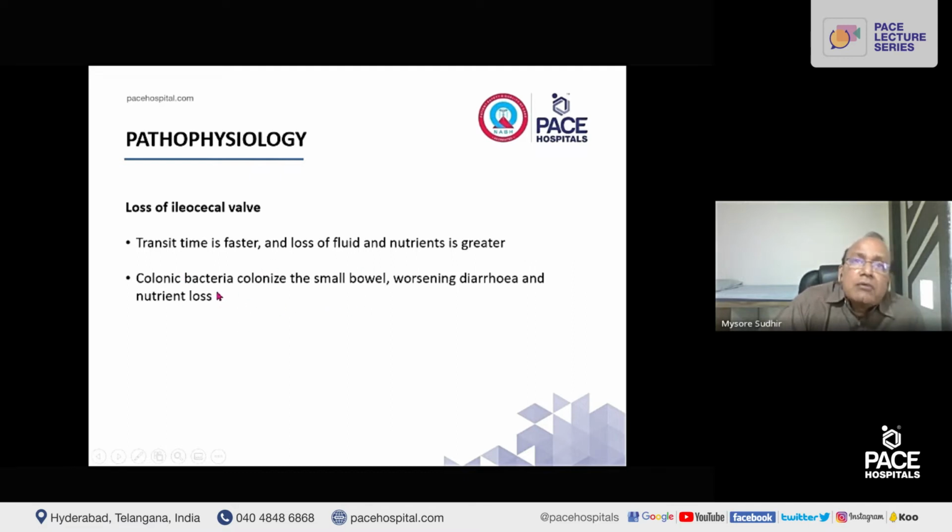Actually, the small bowel microflora and the large bowel flora are totally different. So there will be mixing of the large bowel flora into the small bowel microflora. This causes a lot of other problems and leads to worsening of the diarrhea and nutrient loss. So the presence of the ileocecal valve is very important, and you should try to preserve it during surgical resection.